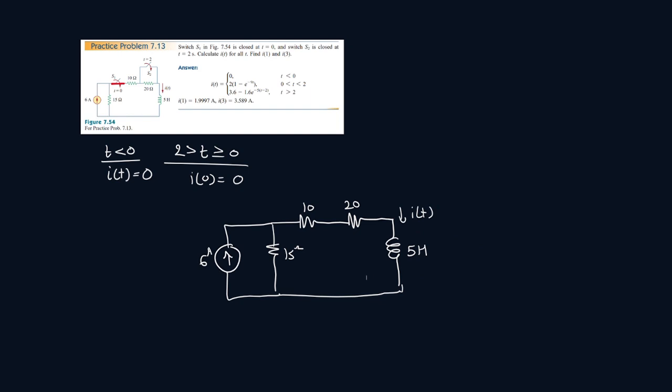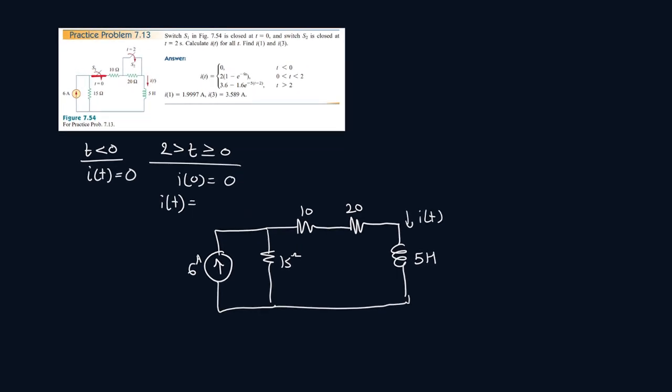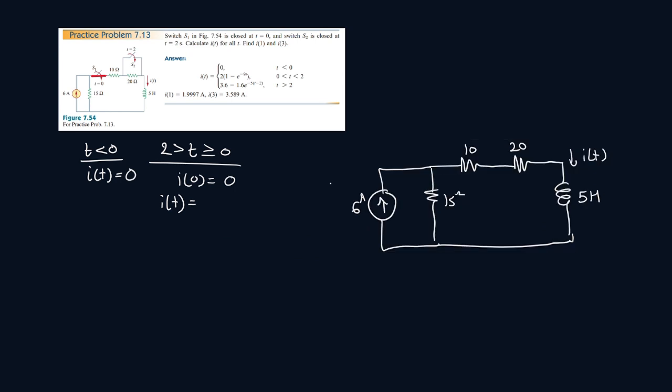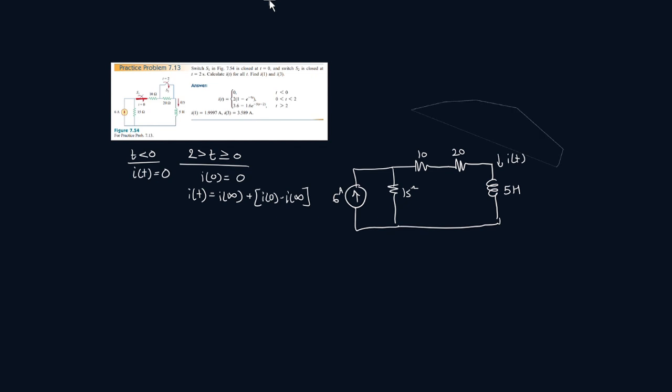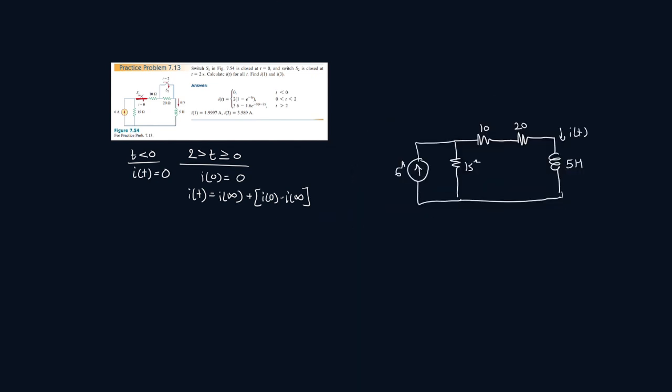Now let's find the formula to represent i(t). Hold on, let me just move the circuit to the side. The formula to find i(t) is going to be i(infinity) plus i(0) minus i(infinity), times e to the power of negative t over the time constant.